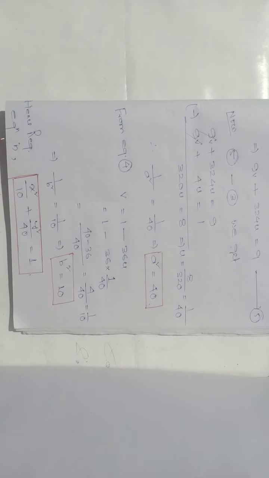Hence the required equation is x square by b square plus y square by a square equal to 1, because the major axis is y axis here. Hence the answer is x square by 10, because b square is 10, plus y square by 40, value of a square is 40, equal to 1. It is the final answer of the given question.